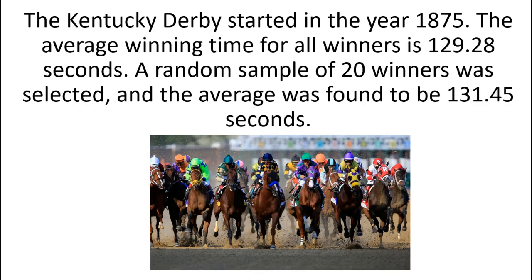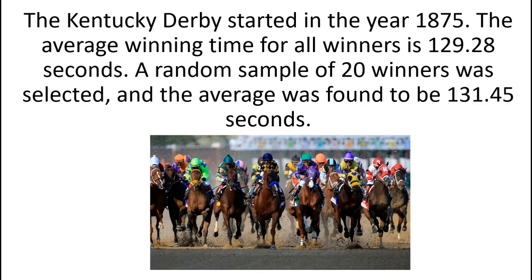The Kentucky Derby started in the year 1875. Data from all the winners of the Kentucky Derby can be found at the website located in your notes. The average winning time for all winners is 129.28 seconds. A random sample of 20 winners was selected, and the average was found to be 131.45 seconds. First of all, notice that the population is all the winners of the Kentucky Derby. Therefore, the parameter is the average running time of all the winners. The appropriate notation and value here are mu is equal to 129.28 seconds.